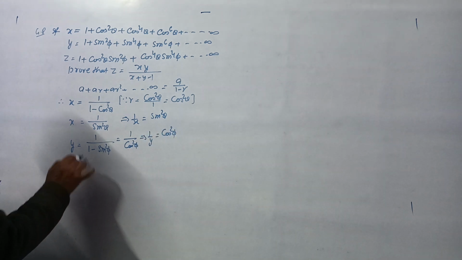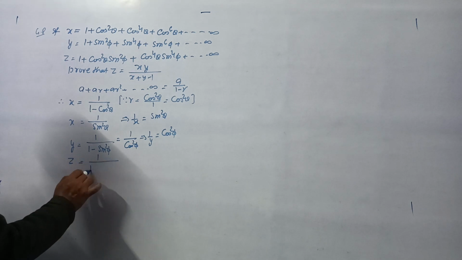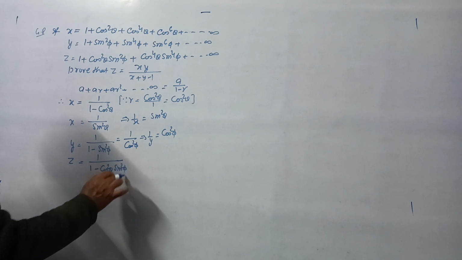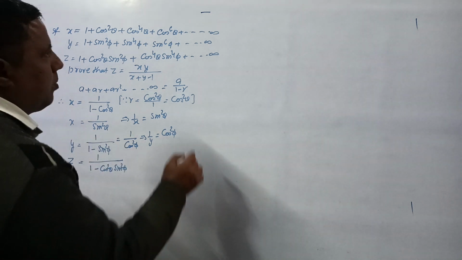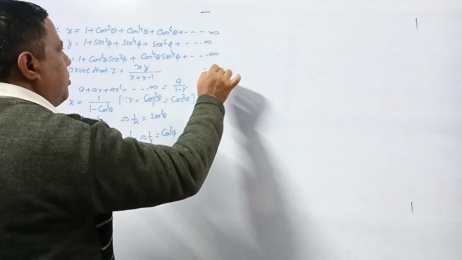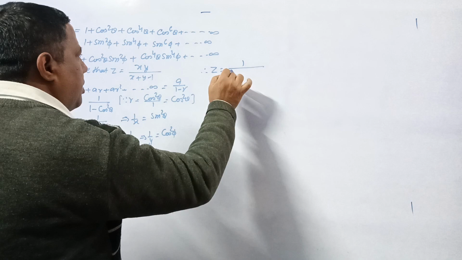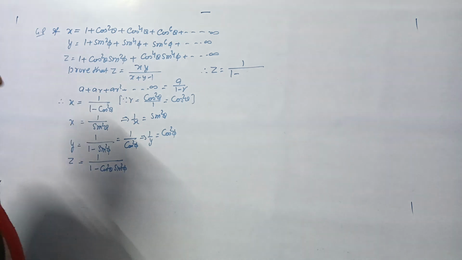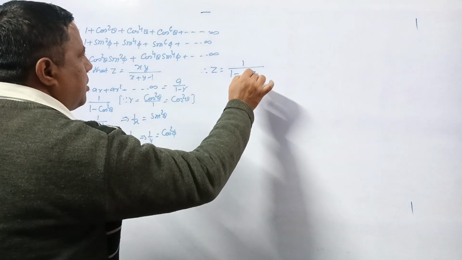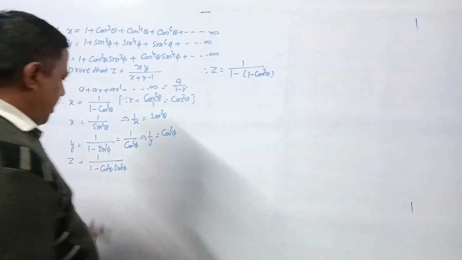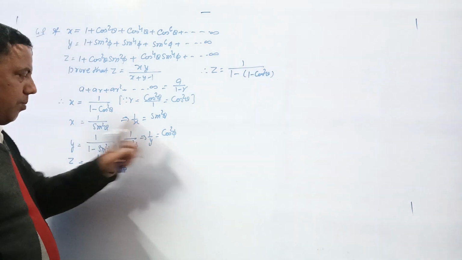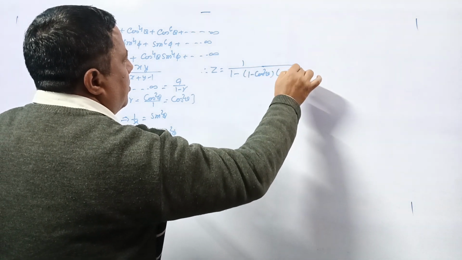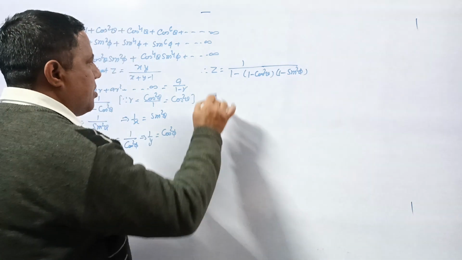z equals 1 upon 1 minus cos square theta sin square phi. Therefore z equals 1 upon 1 minus cos square theta... We require sin square theta here in place of cos square theta. Here we have sin square phi, and we have cos square phi, so make cos square phi as 1 minus sin square phi.